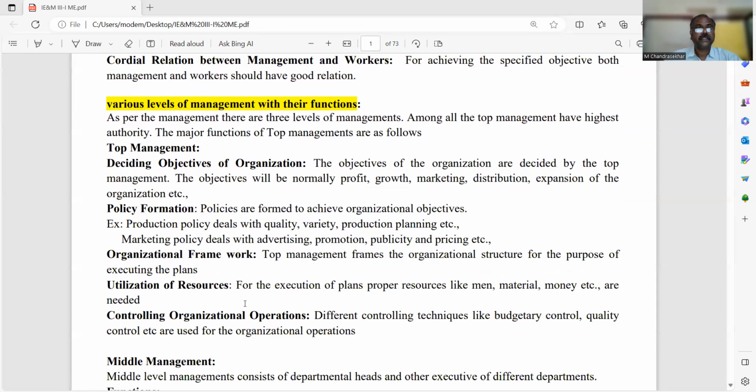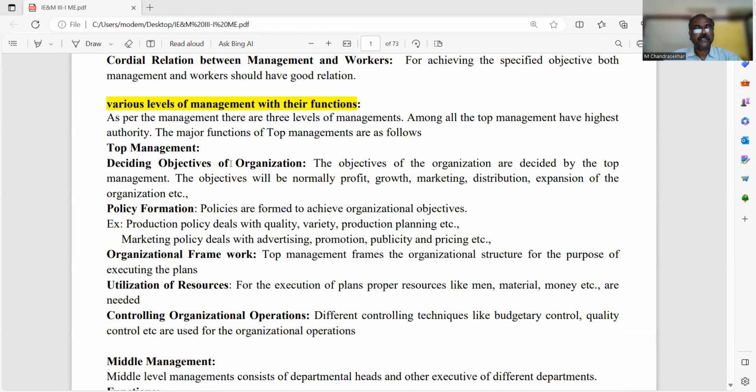Next, coming to various levels of management with their functions. As per the management, there are three levels of management. Among all, the top management has the highest authority. The major functions of top management are as follows.